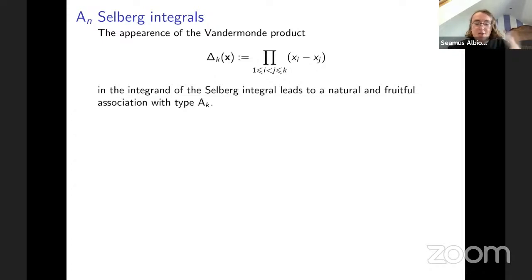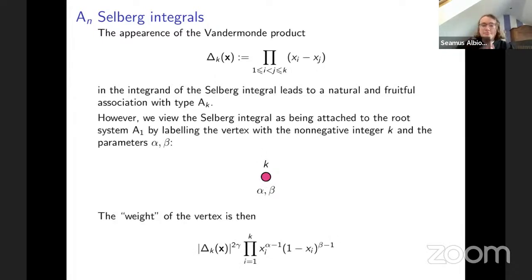And that's not the point of view that I want to take. I want to take a different point of view. And I really want to think about the Selberg integral as being an A1 or an SL2 object. And you won't really need to know anything about root systems for the rest of this talk. All I'm going to use is the Dynkin diagram of type A, and I'll allude to other types. But so how do I do this?